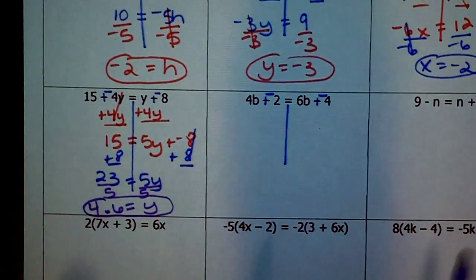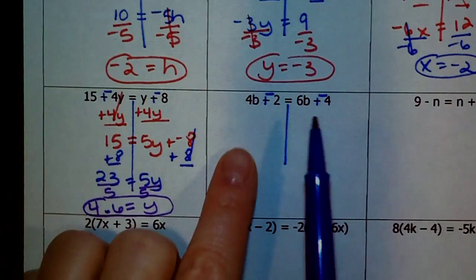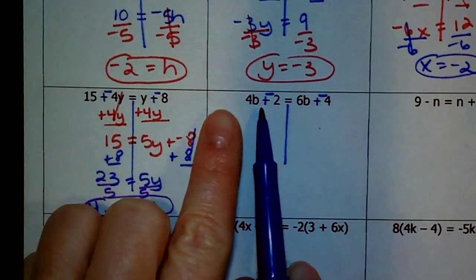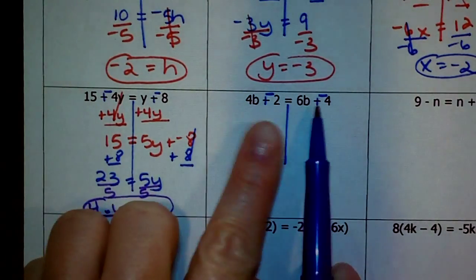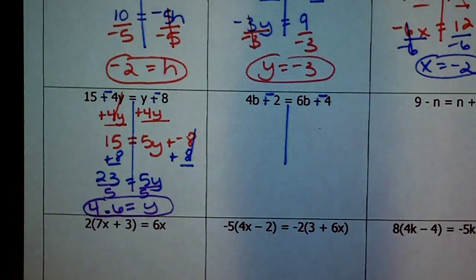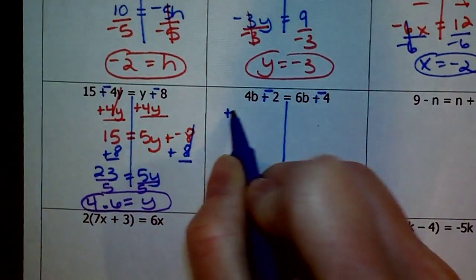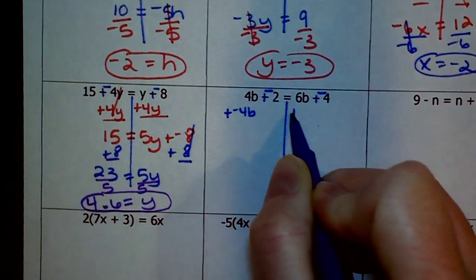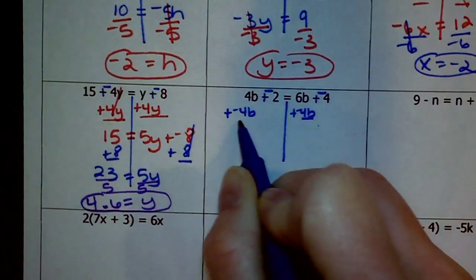Okay. When I look at this problem, I have to ask myself, would I rather take 4 plus negative 6 or 6 plus negative 4? I personally would rather do 6 plus negative 4 because then I get a positive number in front of the b and I'm less likely to make errors with those negative signs. So I'm going to add a negative 4b, because I had no parentheses or like terms to combine in this.